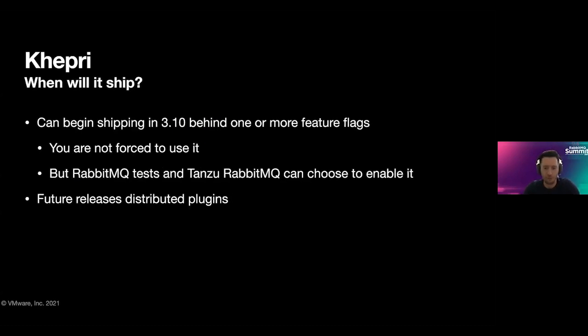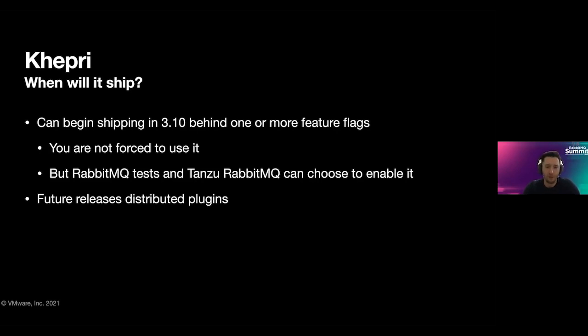So when will it ship is another nice question. Like I said, you're not forced to use it. It can be adopted incrementally. It can begin shipping in 3.10 or even 3.9, although I doubt anyone would allow me to ship it in 3.9 in a patch release. But yeah, it can ship in 3.10 behind a feature flag. I think Tanzu RabbitMQ, our commercial edition, will probably adopt it earlier for various plugins because once it matures to a certain point, it wouldn't make that much sense to continue using Mnesia for certain data, let's say.